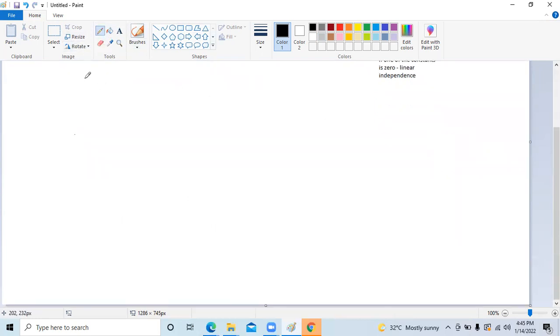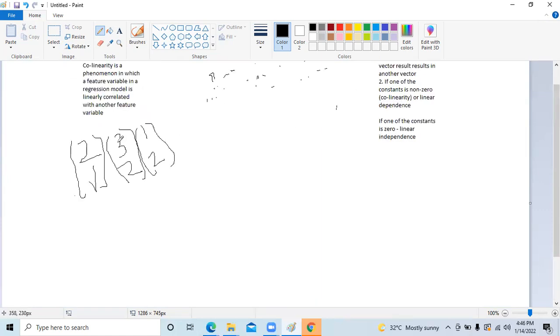So let's say we have vector 2, 1 as vector A, vector 3, 2 as vector B, and then vector 1, 2 as vector C. On inspection, you can see that they don't satisfy the first condition. 2 plus 3 won't give us 1. 1 plus 1 won't give us 2, right? So let's see if they are linearly dependent or independent, or if they show collinearity.